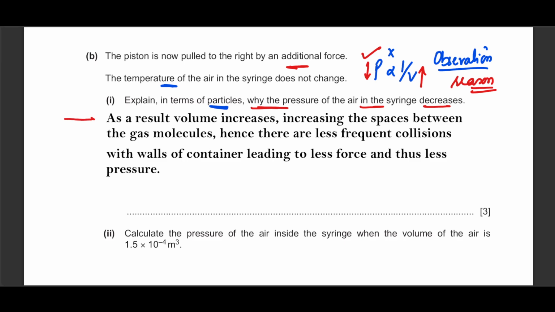You start with the increase in volume: as the volume increases, this increases the space between the gas molecules. They are now moving away from each other because there is more volume. As that happens, there will be less frequent collisions with the walls of the container. This is why gas pressure exists, collisions with the wall of the container. Since they're colliding less frequently, because they're so much further apart, the force on the wall decreases, hence decreasing the pressure. So it's a chain of thought.